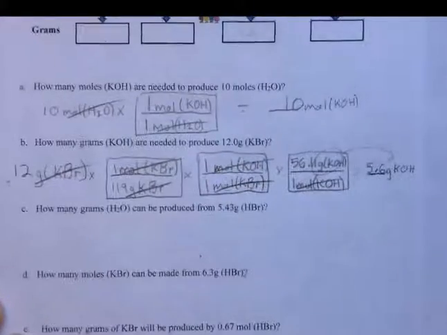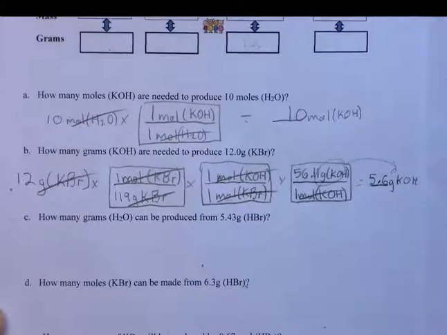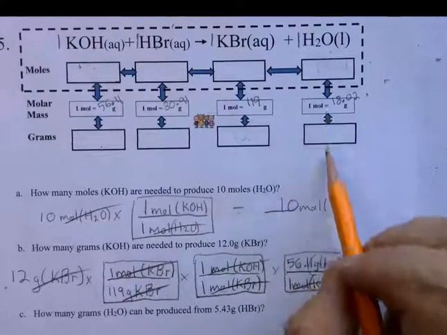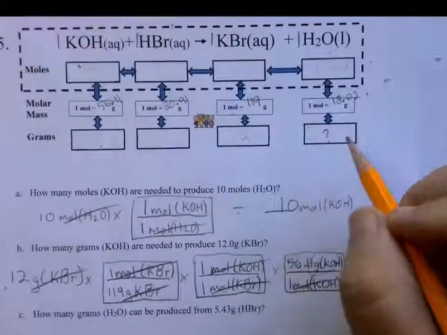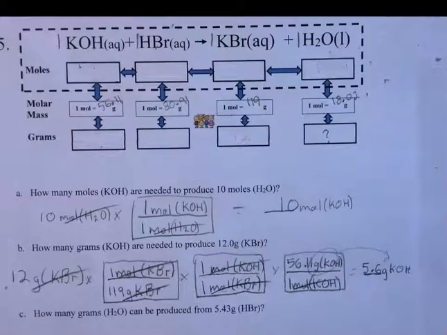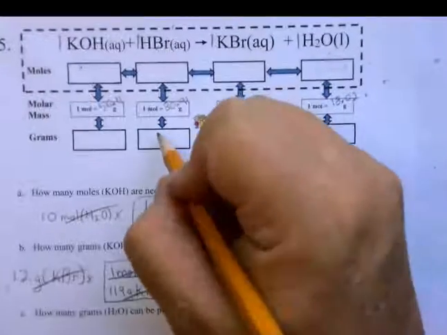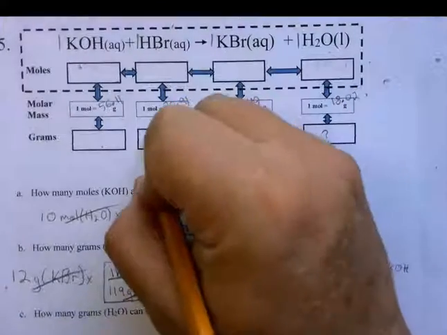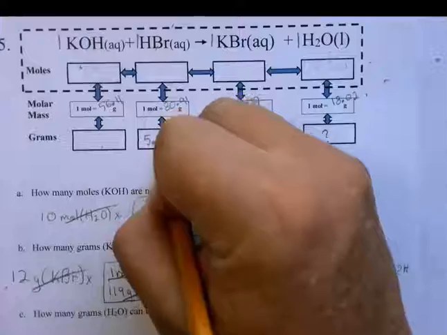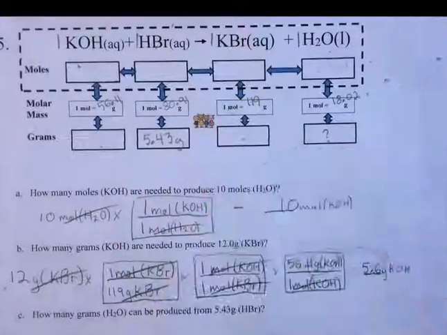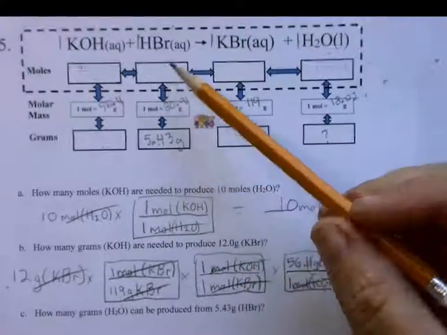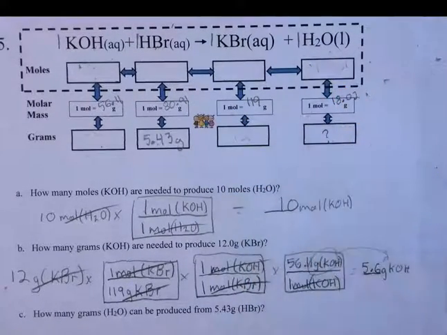Okay, next up, how many grams of H2O can be produced from 5.43 grams of HBr? So the question mark is grams H2O, which is down here. And what we're starting with is grams of HBr, so that is a 5.43. And again, identify the path to get from here to here. You've got to go up, over, and back down again.